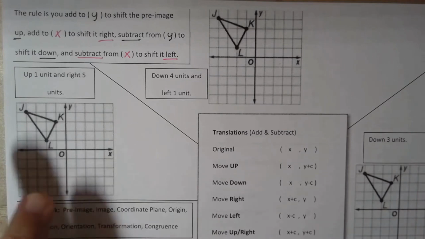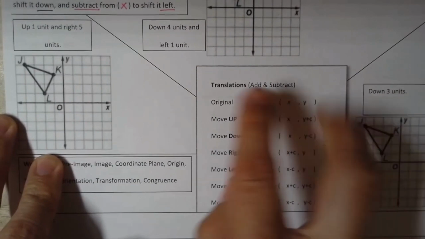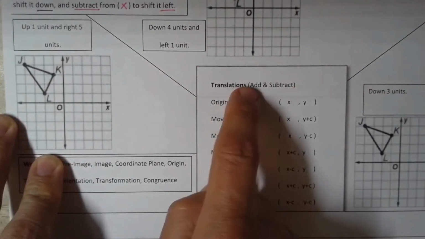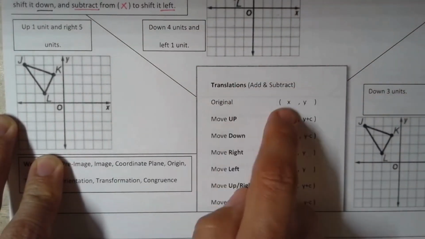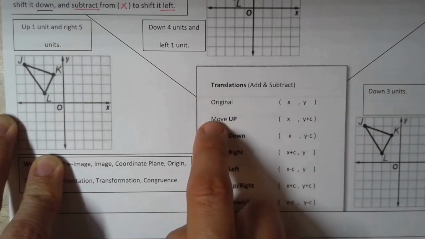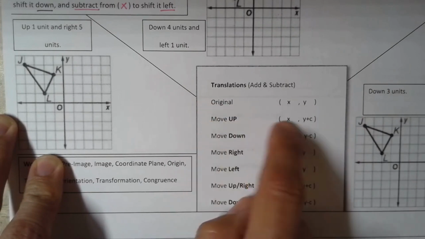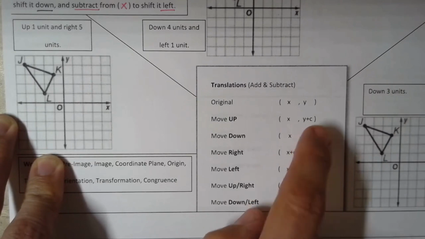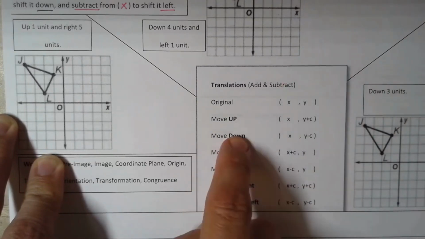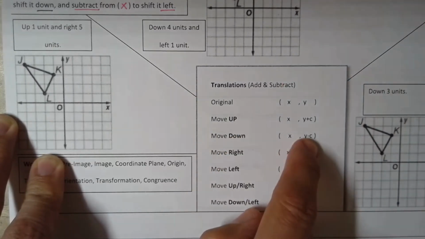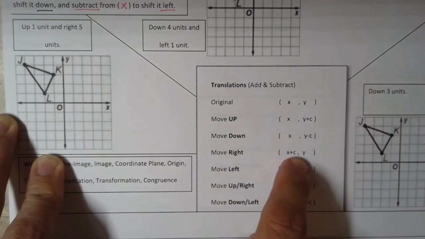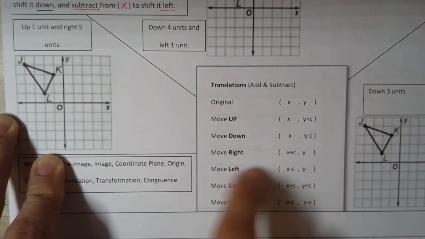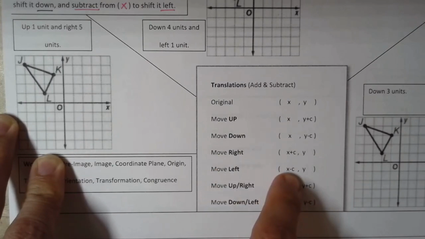Now, right before doing that, I do want you to see down here that I give you some little notes. Notice it says add and subtract, and it says original, the value is x, y. If we move something up, x stays the same, and we add c to y. And c just represents the numerical value that we're going to use to increase y in order to move that point up. Move down, we're just going to be subtracting from y. Move right, we're going to be adding to x. Move left, we'll be subtracting from x.